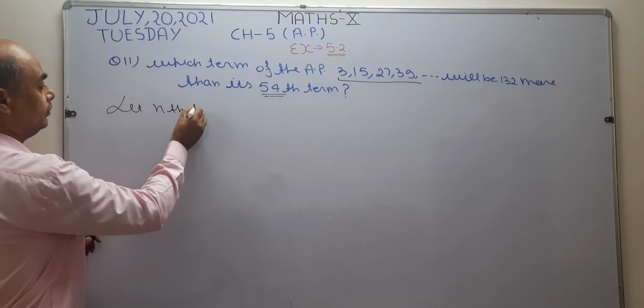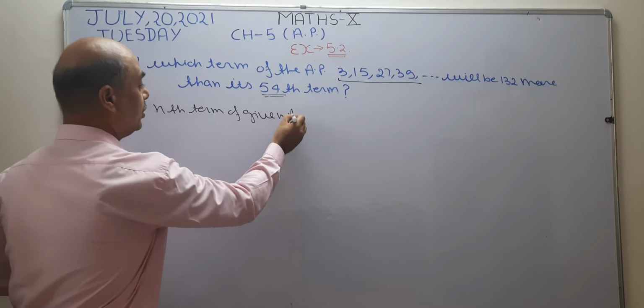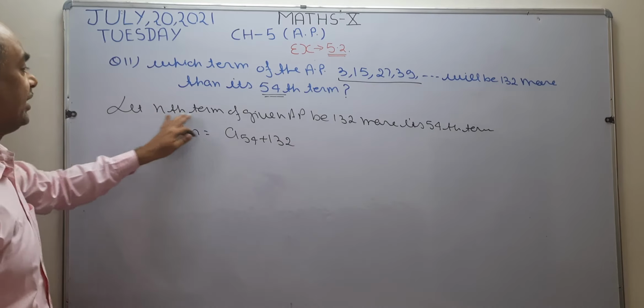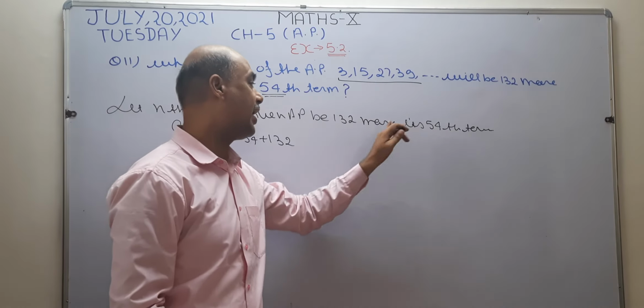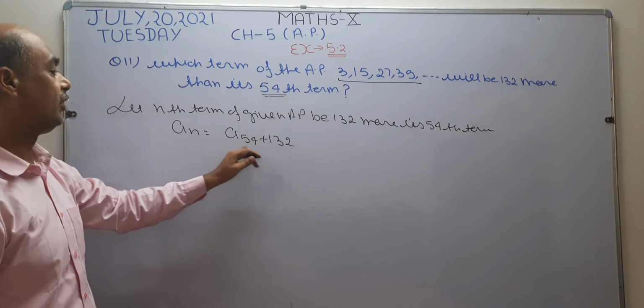the nth term of the given AP be 132 more than its 54th term. So it means an is equal to its 54th term added to 132. I suppose the nth term of the AP is 132 more than its 54th term, so I want to add 132 to the 54th term. So right here an equals a54 plus 132.